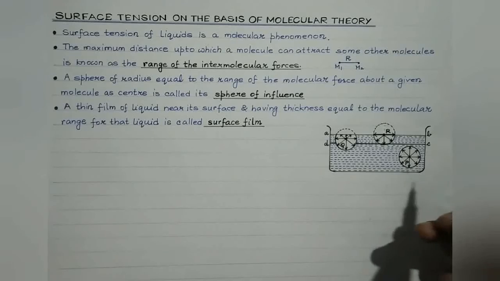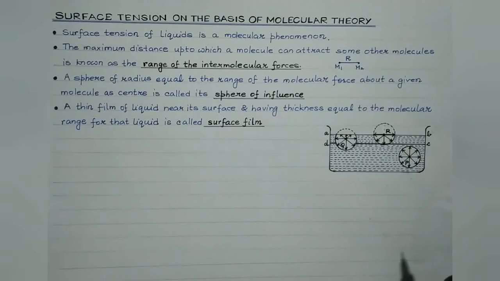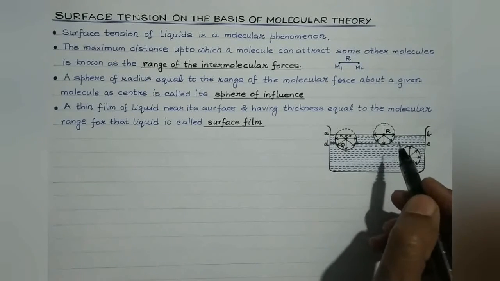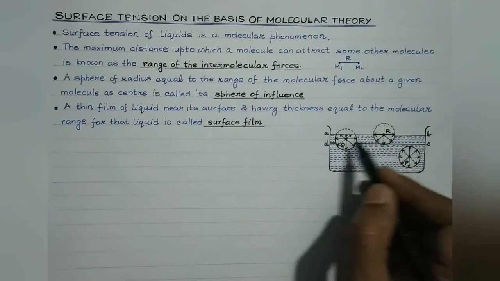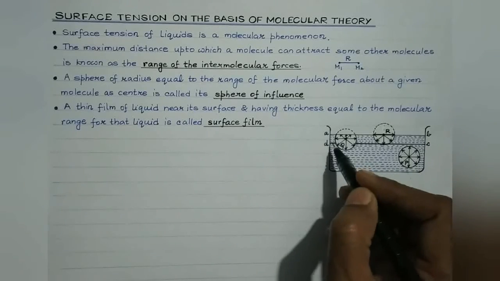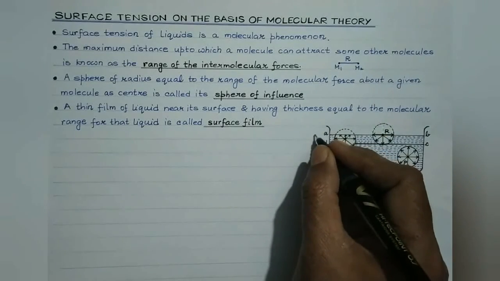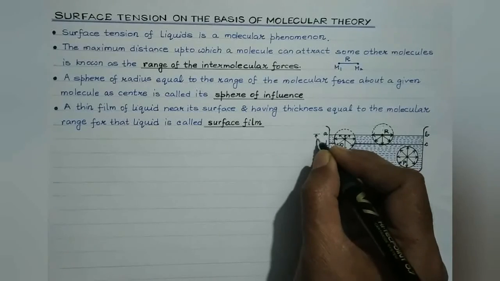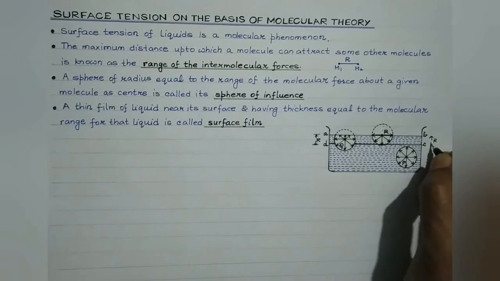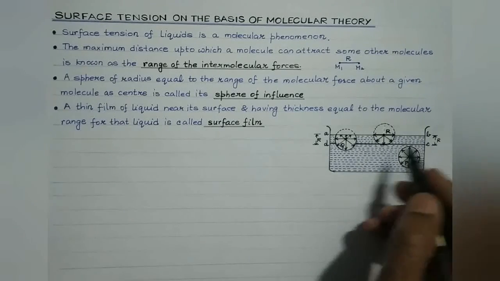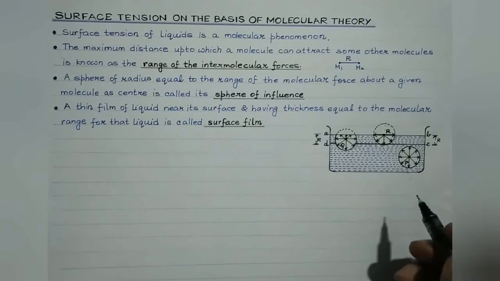Let us consider, students, ABCD to represent the surface film of a liquid. Just now we have discussed surface film. It is a film of liquid near its surface having thickness equal to the molecular range. We have represented molecular range by capital letter R. So the thickness of this must be R, which is the molecular range. So ABCD represents the surface film of this liquid which is contained in this beaker.